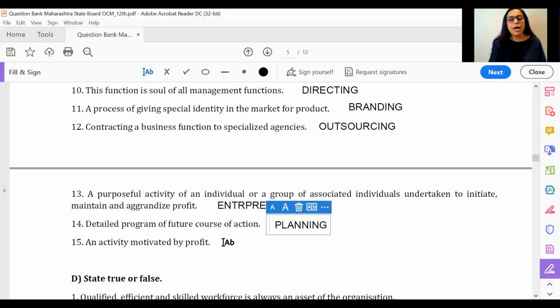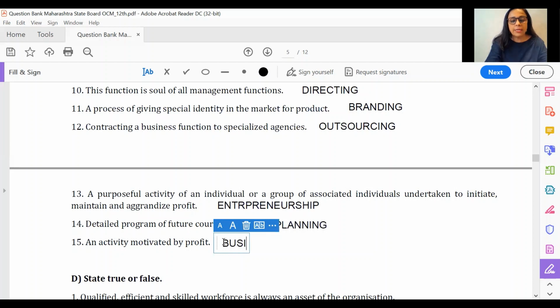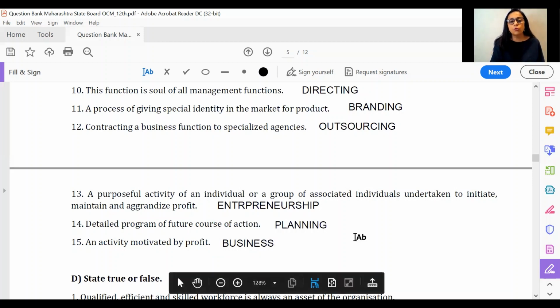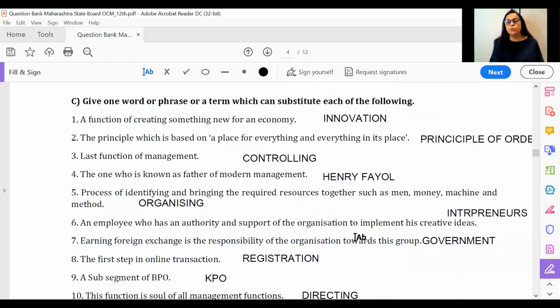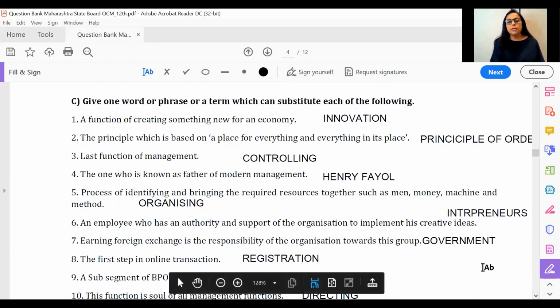planning function. The last objective, if you remember, was there in your 11th standard also, and that's nothing but business, an activity motivated by profit. Could be a little bit of a confusion when there is no other clue for you. So this is how you have your answers to this. If you would wish to take some screenshots, I'm holding the screen for a while.